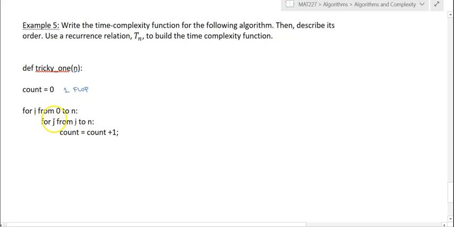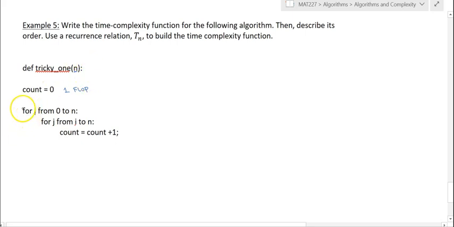But then j, the inner loop, goes from a value of i to a value of n. So the tricky part here is that the value of j will depend upon what the current value of i is. So our goal here is to describe the order of this and to use a recurrence relation for T of n to build the time complexity function. So you'll see that we'll actually benefit from writing a recurrence relation. All right, here we go.